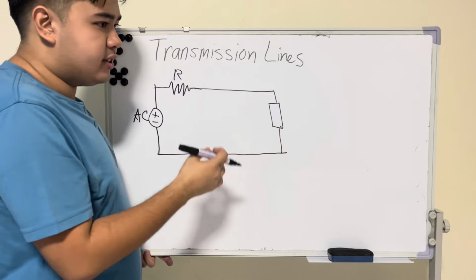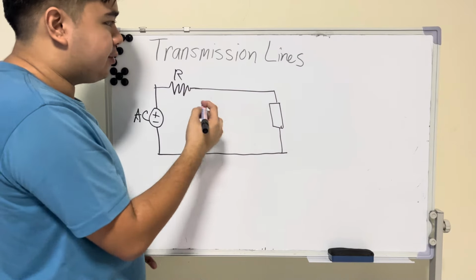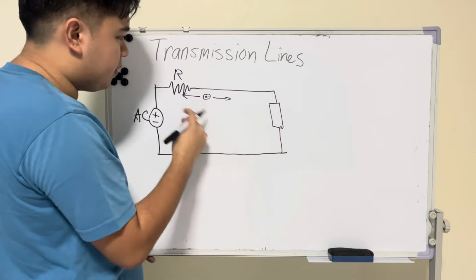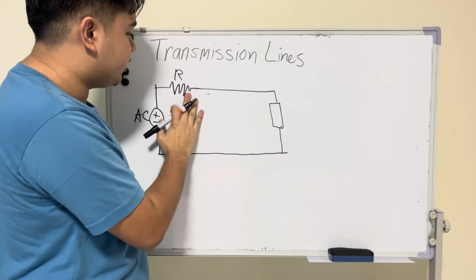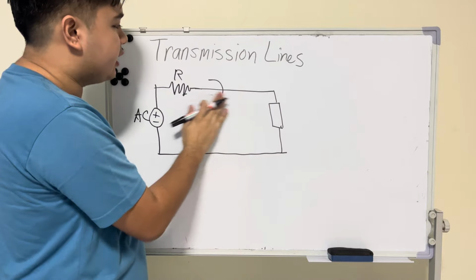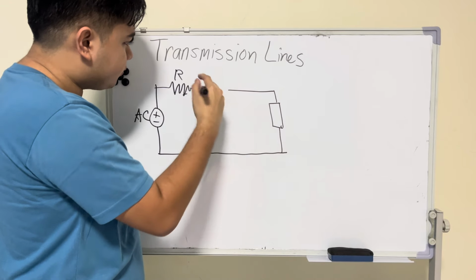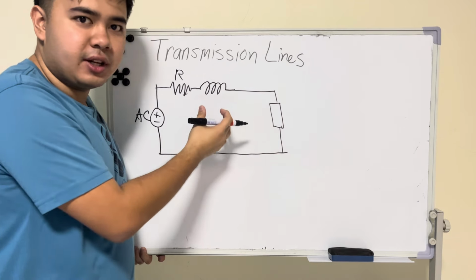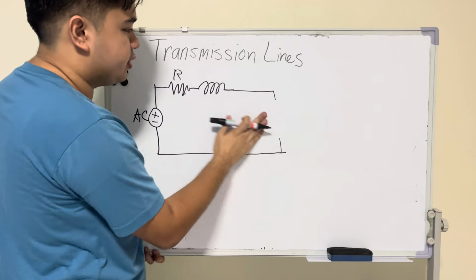So in AC, the electric field moves back and forth, which creates a changing electric field, and the changing electric field generates a magnetic field. That magnetic field effect can be simulated using an inductor, which creates a magnetic field in response to a changing electric field.